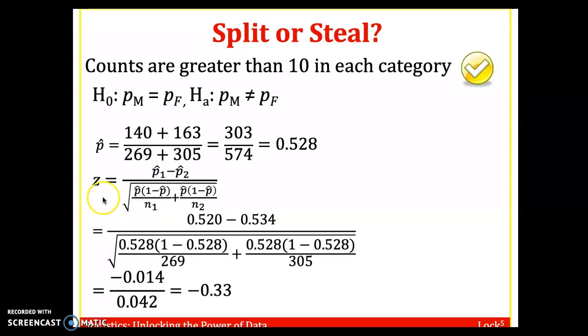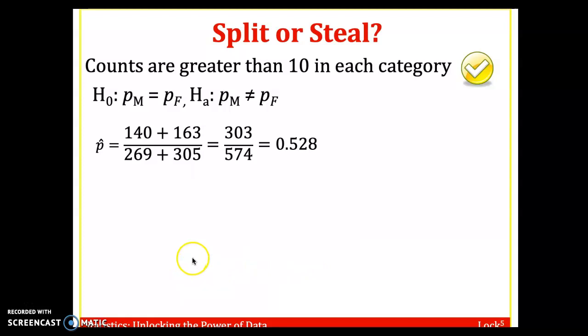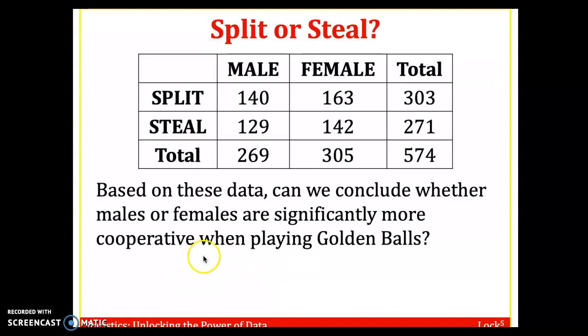All right, again, it's a messy formula, but Z is P hat 1 minus P hat 2 over the standard error formula. P hat 1 minus P hat 2 is 0.520 minus 0.534. The numerator we already calculated to be minus 0.017. And this giant messy square root formula. Notice here, we're using that P hat pooled proportion for P. But the difference is we're dividing by 2 different sample sizes. Where did that 269 come from? That came from the total males, and the 305 comes from total females.